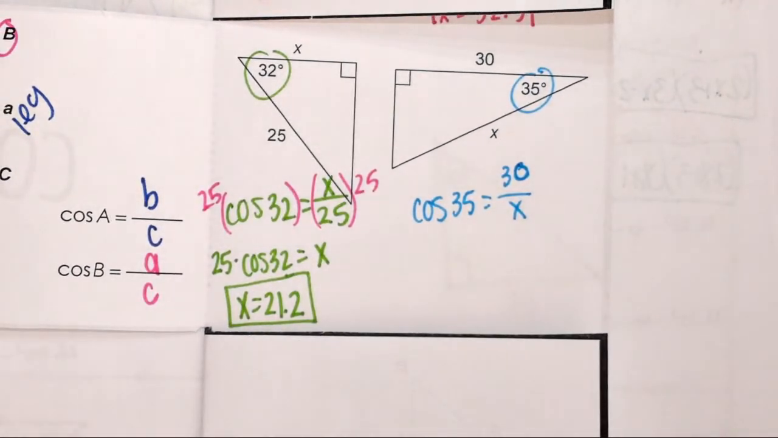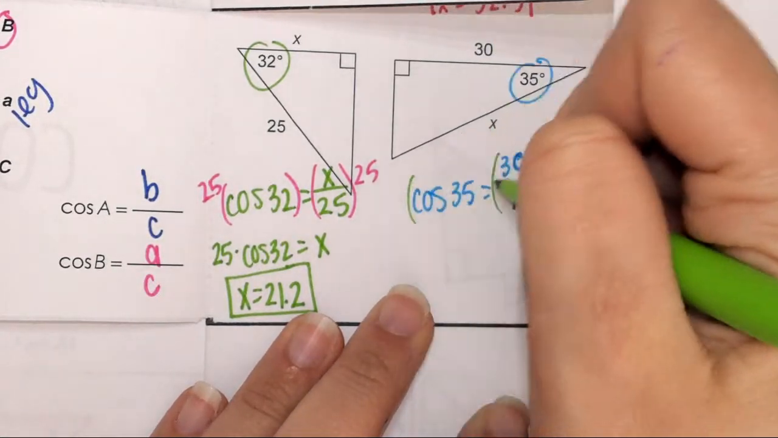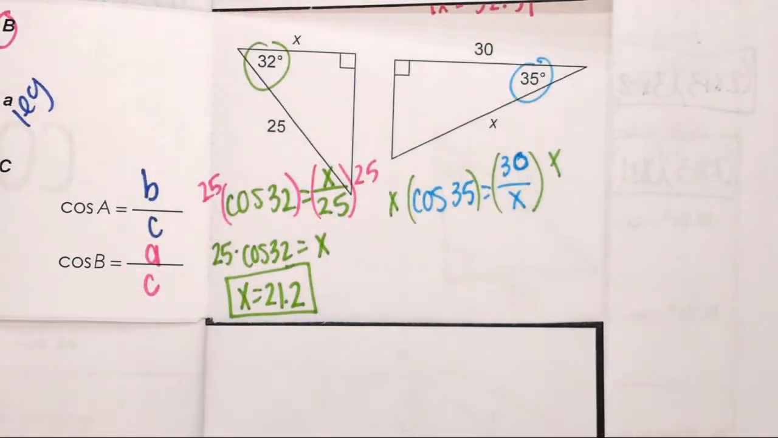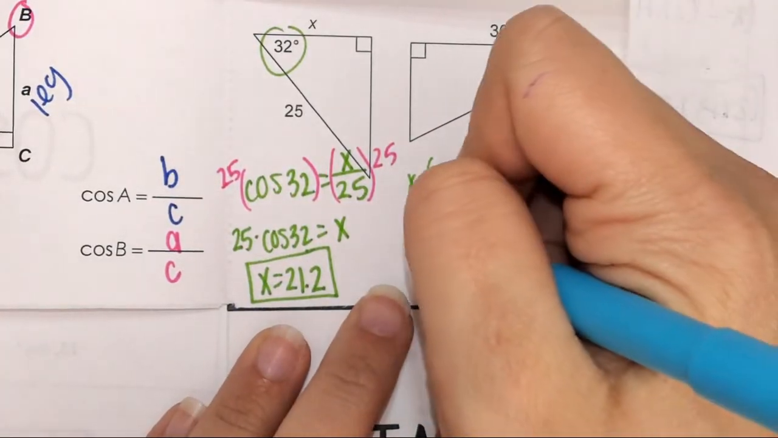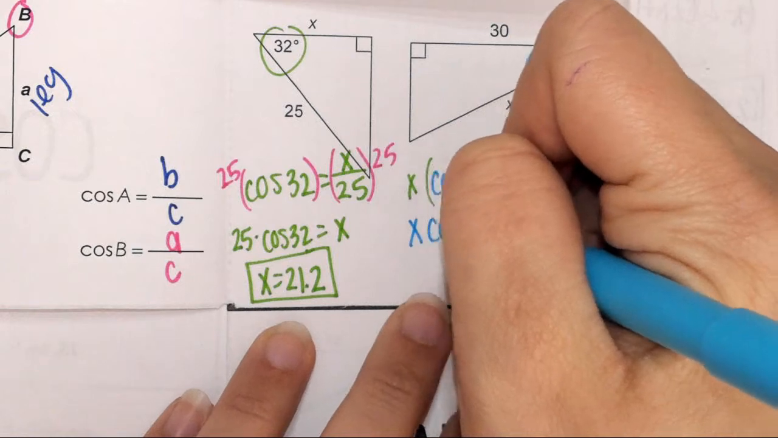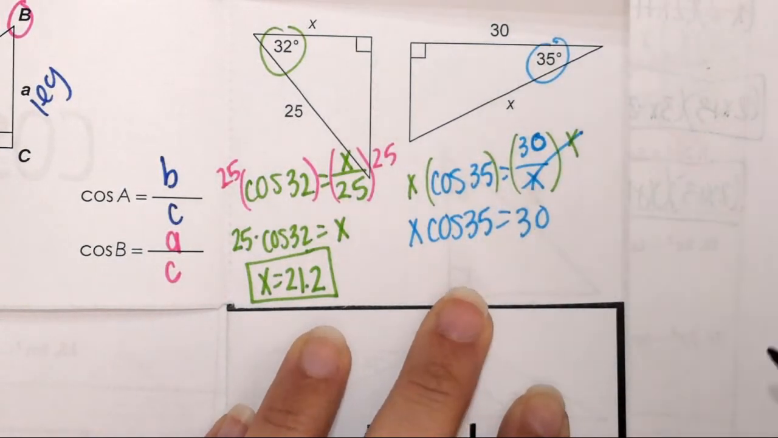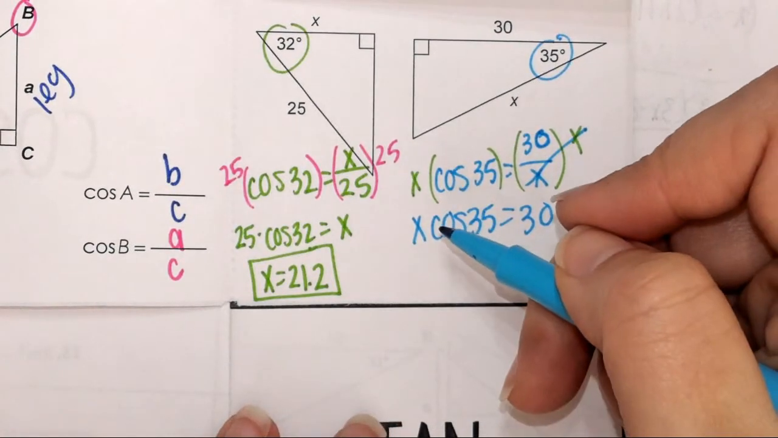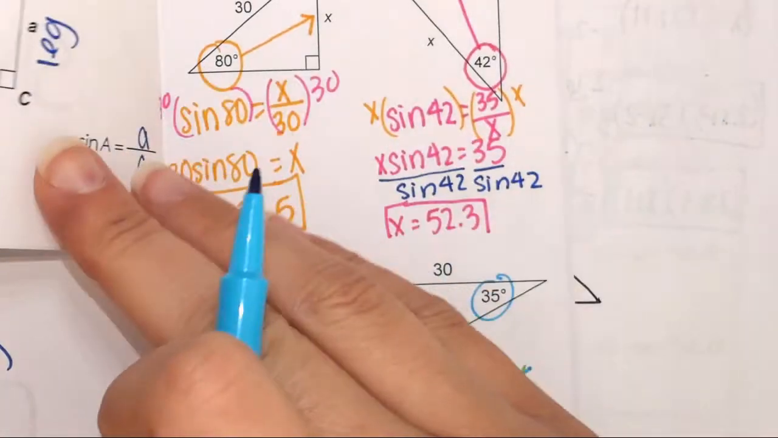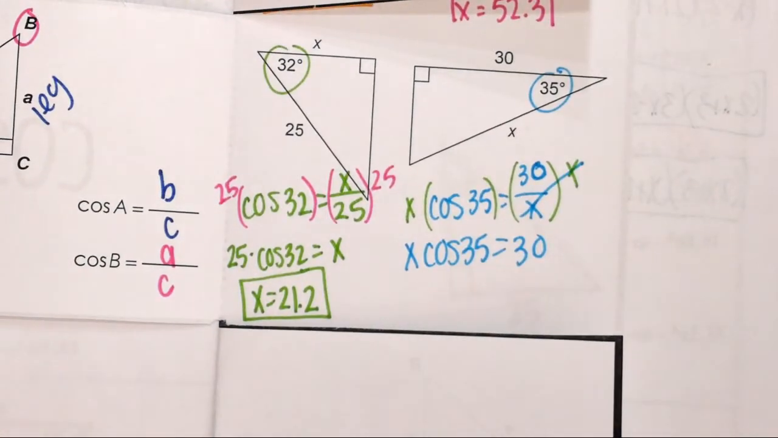Now I've got to get rid of my fraction. So I'm going to multiply both sides by x. And that gives me x cosine of 35 equals 30, because that cancels. Now I need to get rid of my cosine of 35 because I still have to get x by itself. So it's just like up here where we worked out sine. We're going to divide by the cosine of 35.